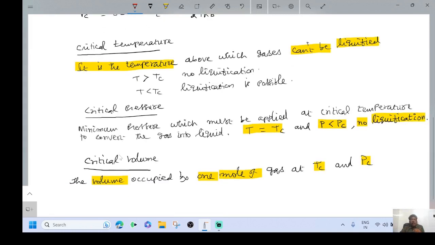Critical pressure is the minimum pressure which must be applied at critical temperature to convert the gas into liquid. Even though the temperature is equal to critical temperature, if the pressure is lower than the critical pressure, liquefaction will not take place. Then the critical volume: the volume occupied by 1 mole of gas at critical temperature and critical pressure is called critical volume.